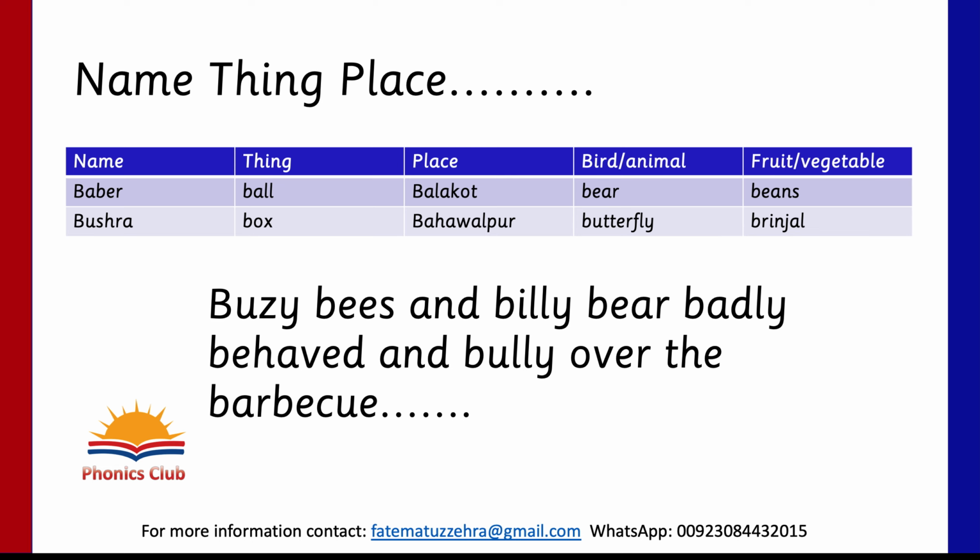This game is helpful in expanding their vocabulary, and they are able to understand how they can classify different sounds and how they can find different names, things, places, animals, birds, fruits, and vegetables that are related to that particular sound. For example, for the B sound: names Babar, Bushra; things ball and box; places Balakot and Bahawalpur; bird and animal bear, butterfly; fruits and vegetables beans and brinjal.